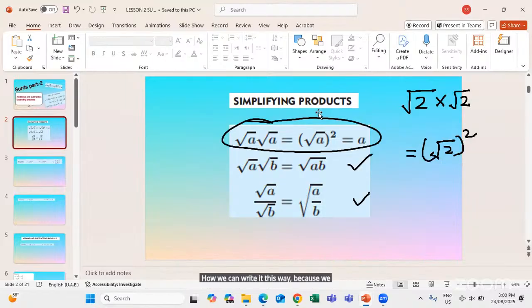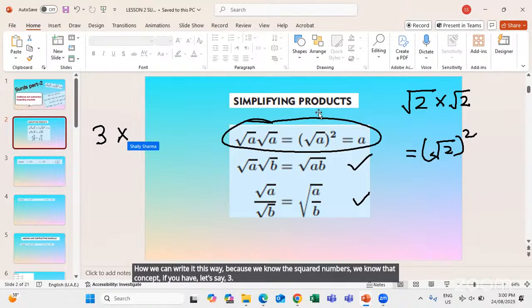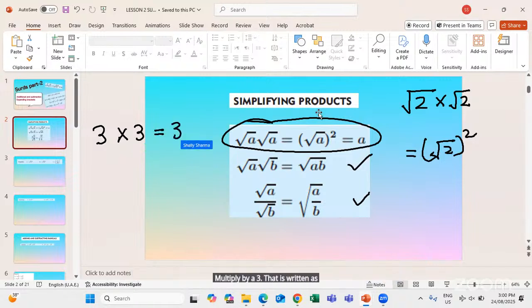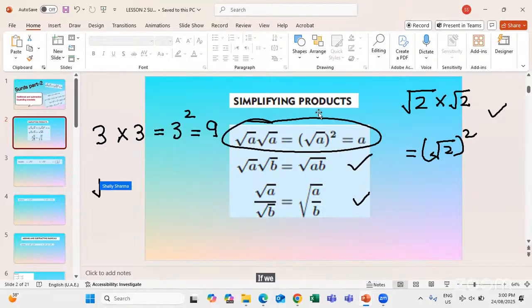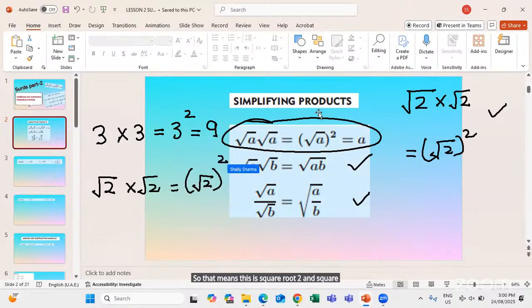How can we write it this way? Because we know the concept of squared numbers. If you have, let's say, 3 multiplied by 3, that is written as 3 squared, and then we can write it as 9. The same rule is followed in surds also. If the first surd is square root of 2 and the second surd is also square root of 2, that means it is square root of 2 squared. And one thing you need to remember always, square and square root are inverses of each other, so they cancel each other's effect.